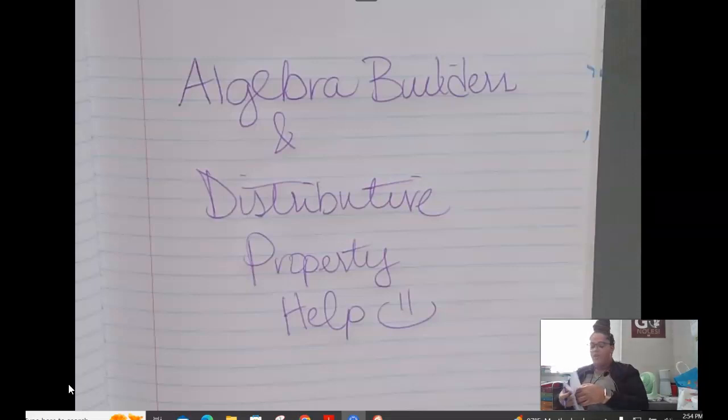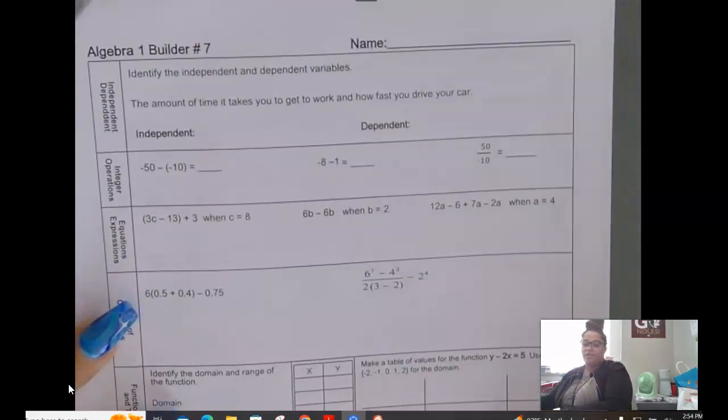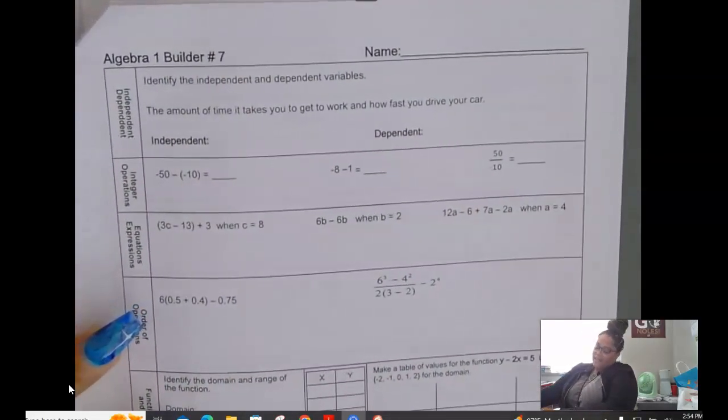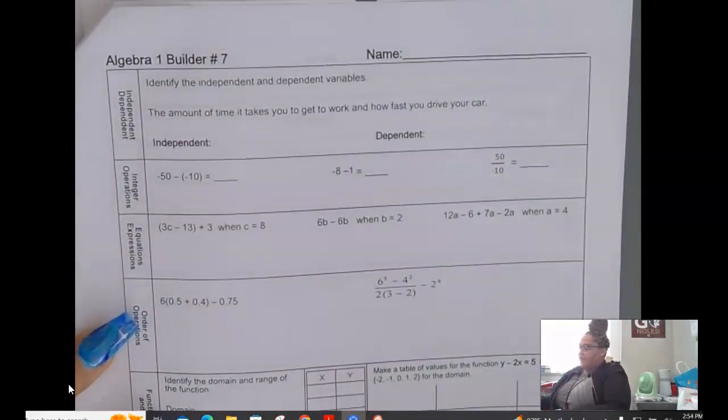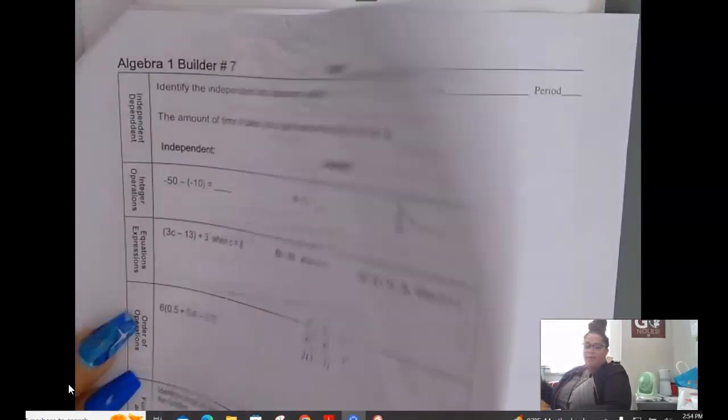So we've gone over algebra builders 1, 2, 3, 4, 5, and 6 by now. We have been turning in the even numbers. So I'm going to go over the odd, and then I'm going to show you what to do on the even side, which would be algebra builder 8. This is 7 right now. And then I'll show you what to do for the distributive property homework.